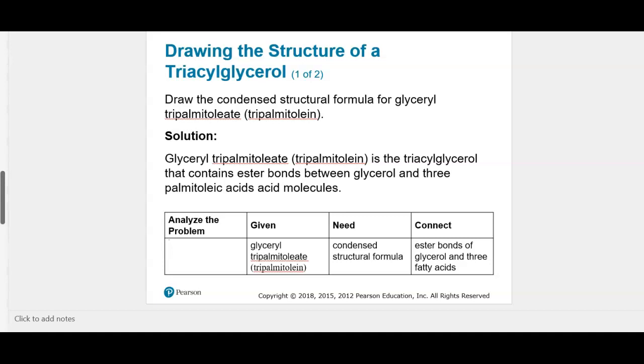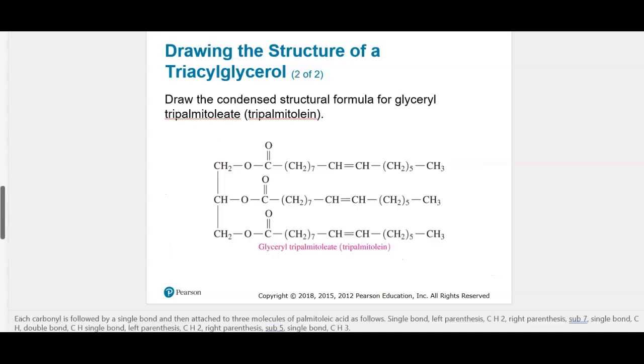Okay, well, you need 3 ester bonds. You know you have glycerol, so you're going to have 3 ester bonds, and you're going to have to arrange the bond in such a way that the carboxyl carbon is bonded to the oxygen from the alcohol, glycerol. You know what the carbon skeleton is. You really just need to know the carbon skeleton, then you can put the carboxyl group at the end of it and work with that. So here you have it, glycerol tripalmitoleate.